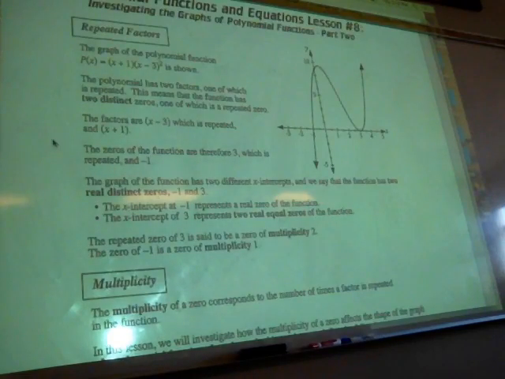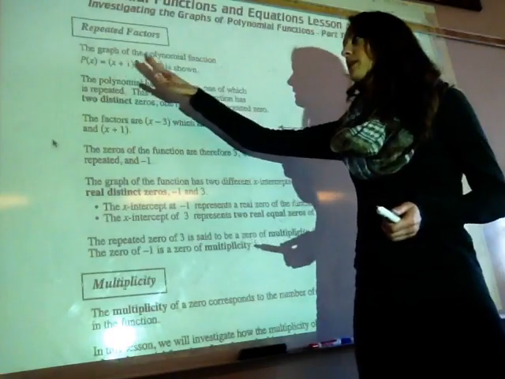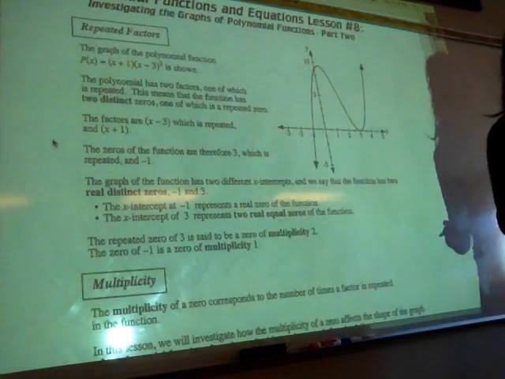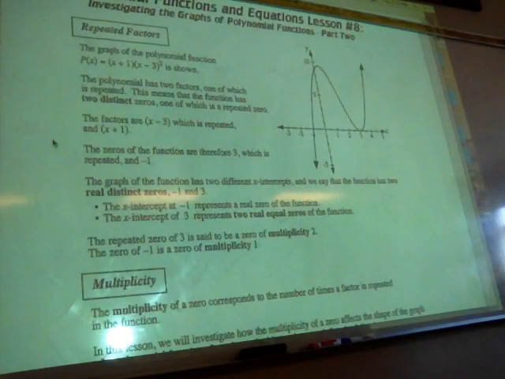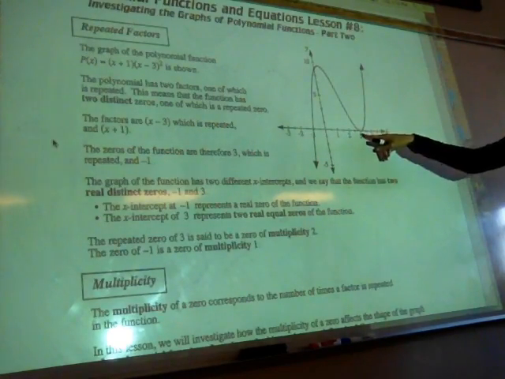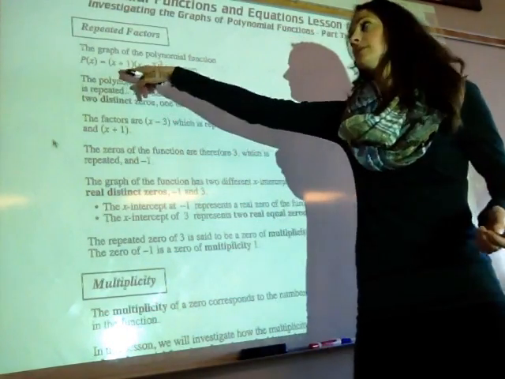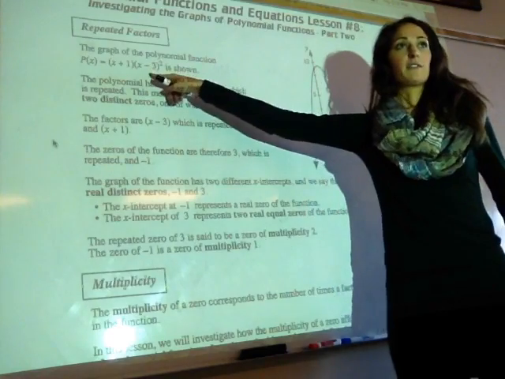Okay, so we have a polynomial here, and they're giving us the polynomial in factored form. x plus 1 times x minus 3 all squared. Okay, there are actually two distinct zeros here. There's one at -1, and there's one at +3. And if we looked at the factors from here, we would get -1. And from here, we would get +3.